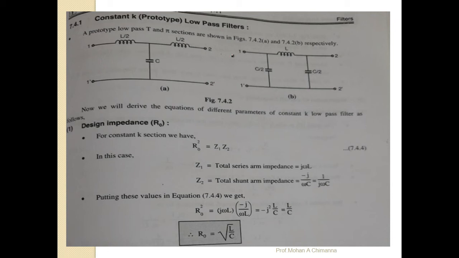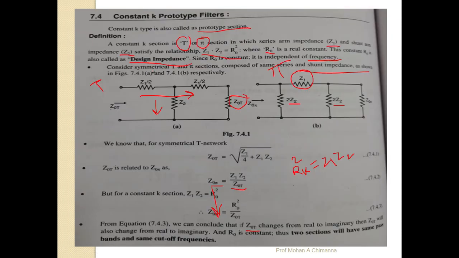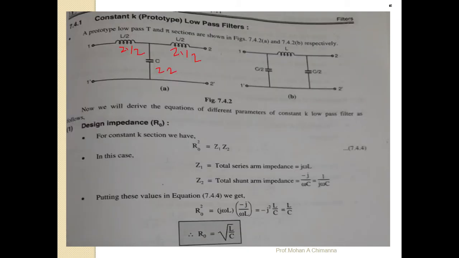In the pi section of the constant K low pass filter, the series arm is Z1 and the shunt arms are 2Z2, with Z1 by 2 in the T section. Here the inductor L will be connected, and here C by 2 and C by 2.